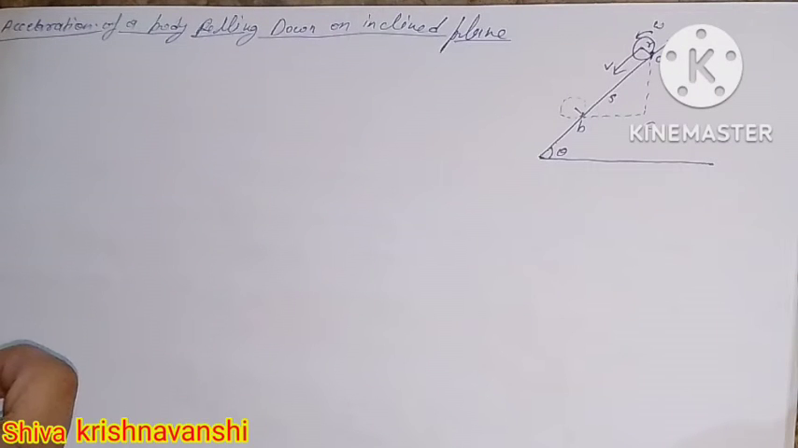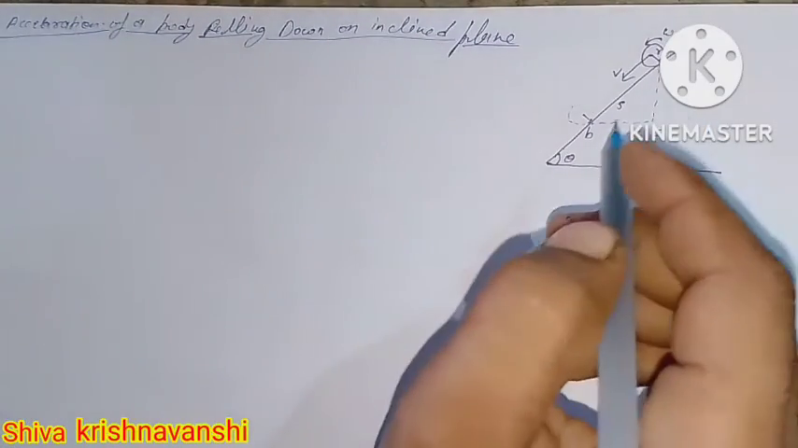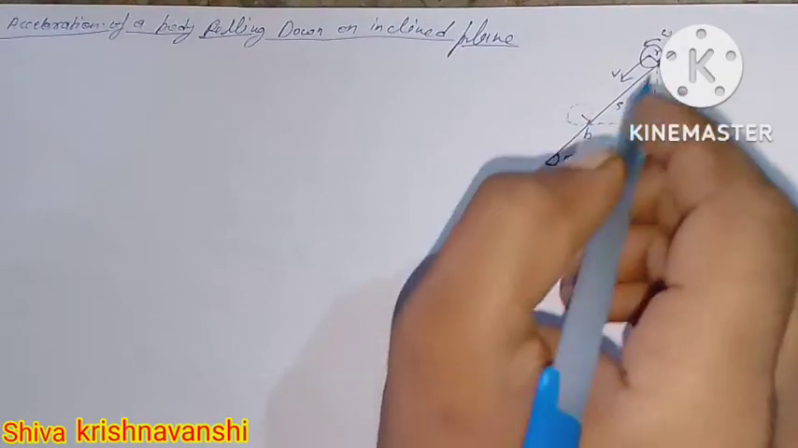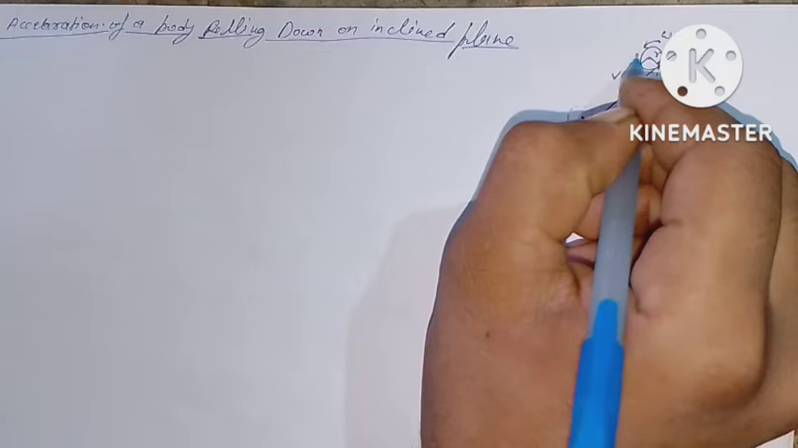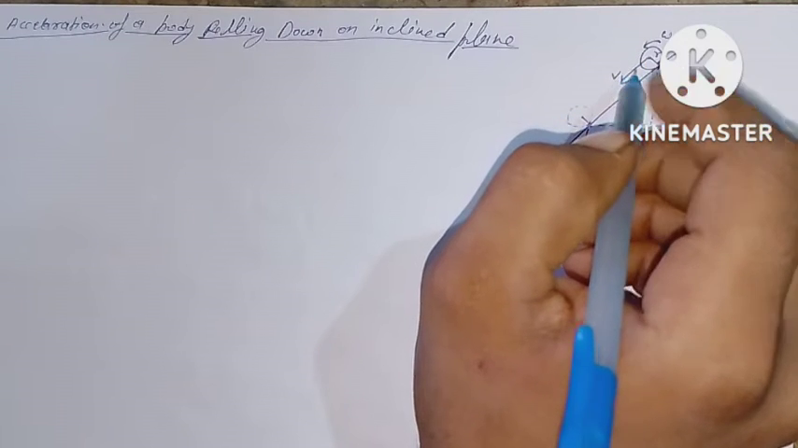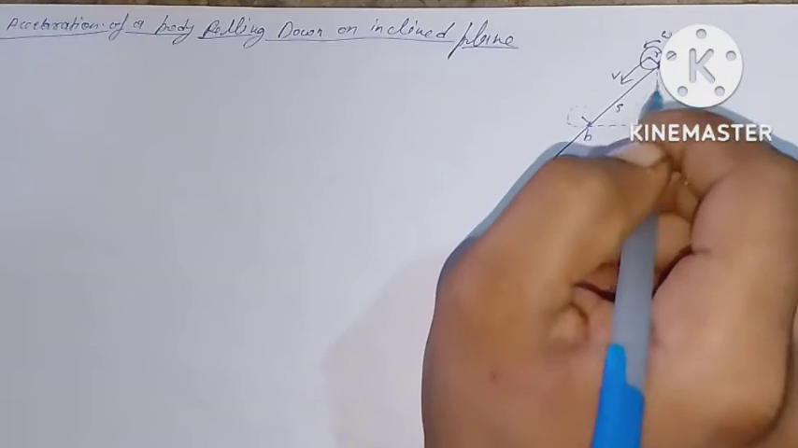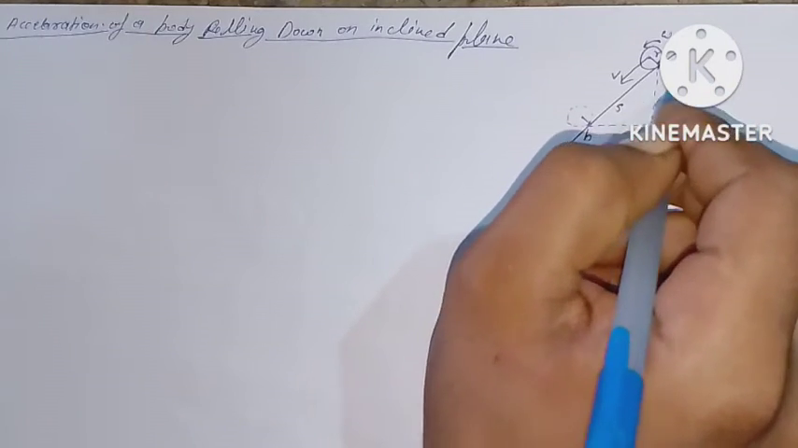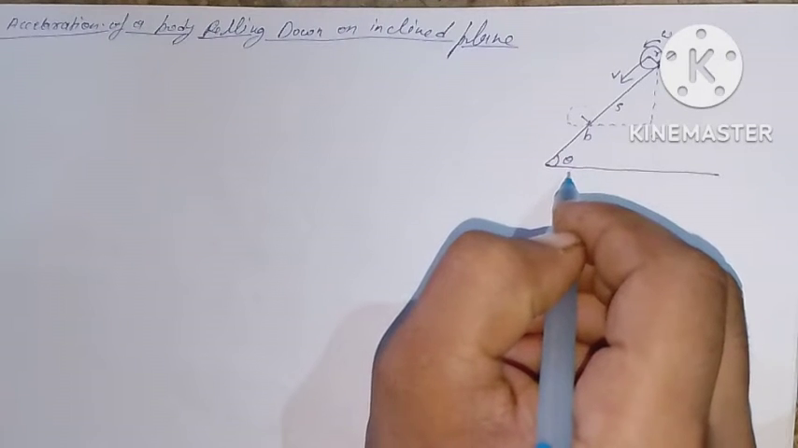Acceleration of a body rolling down an inclined plane. Let a body of radius r, mass m, roll without slipping down a smooth inclined plane having an angle of inclination theta.